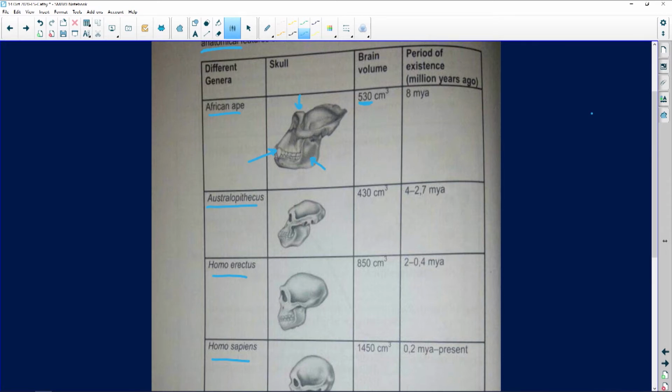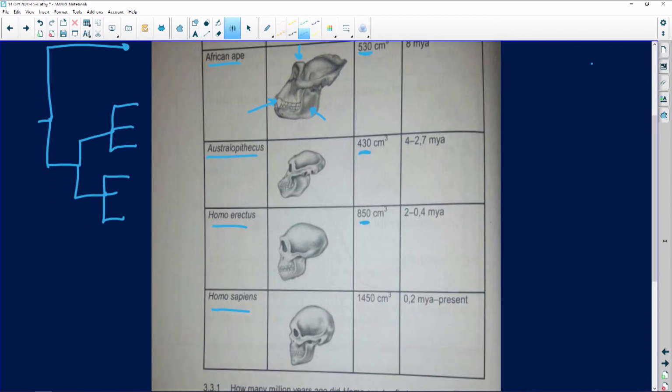Before we even look at the period of existence, we've got Australopithecus that only had 430 cubic centimeters. And then you've got African apes, and what actually happened was that we had the common ancestor, and then that splits, and we end up with the African ape going all the way here, and the rest keeps branching on. So this African ape is maybe just a bit more evolved than Australopithecus, but not a lot more. And then you have Homo erectus. The brain size is almost double that of Australopithecus.